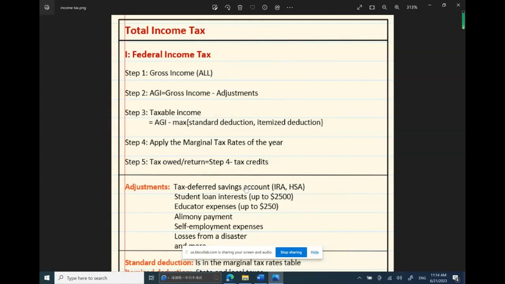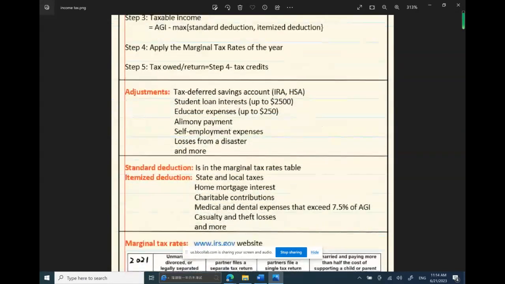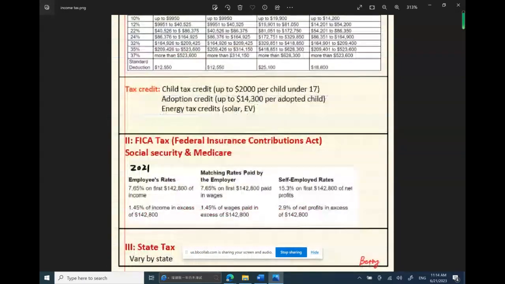The income tax includes three parts. The first part is the federal income tax. The second part is the FICA tax. And the third part, which depends on which state you live in, is the state income tax. I should have put the word income between state and tax. I meant state income tax.